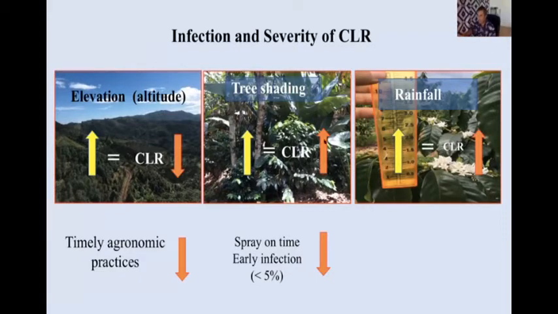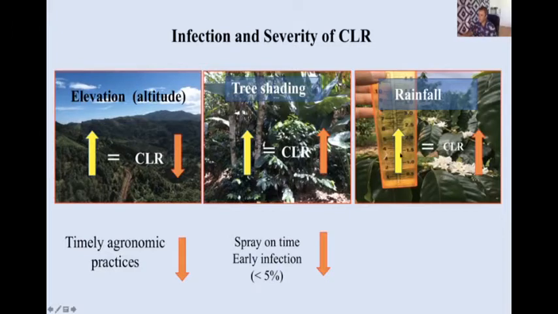Many coffee plantations have other trees inside that produce shade, like avocado trees, mango trees, plantain, whatever, banana. So the more shade you have, the more infection and the more severity you are going to expect in your plantation. That means we need to regulate all of these shades.